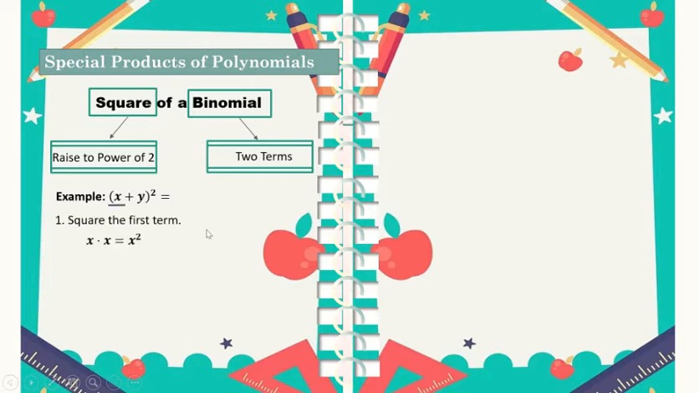So step 1, we're going to square the first term. Our first term here is x, then multiply by x is equal to x squared. Multiply by itself to get x squared.